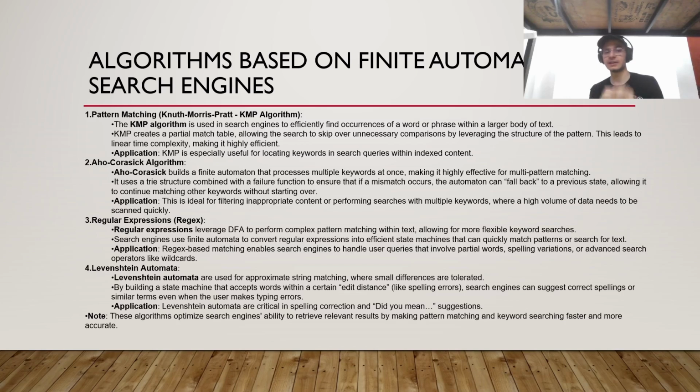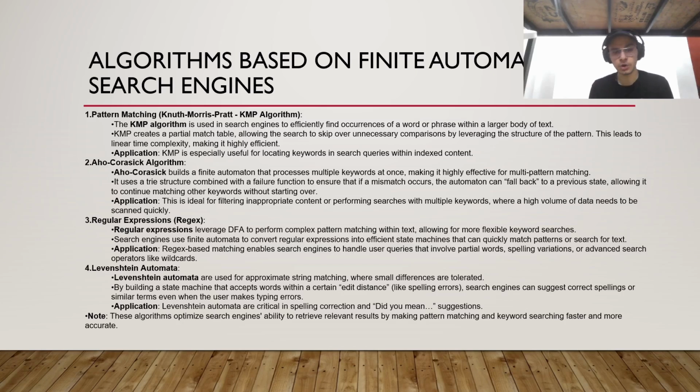Now we'll have a look at the algorithms that are based on finite automata in search engines. First up, we have pattern matching, also known as the Knuth-Morris-Pratt KMP algorithm. The KMP algorithm is used in search engines to efficiently find occurrences of a word or phrase within a larger body of text. KMP creates a partial match table, allowing the search to skip over unnecessary comparisons by leveraging the structure of the pattern. This leads to linear time complexity, making it highly efficient. KMP is especially useful for locating keywords in search queries within indexed content.